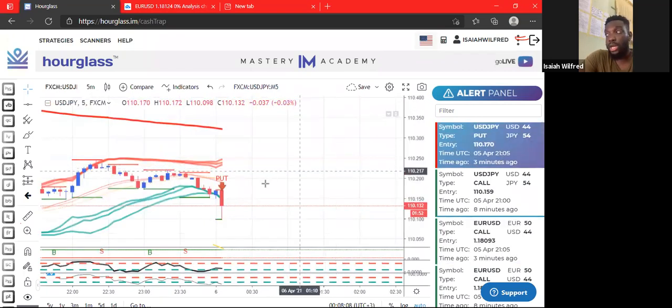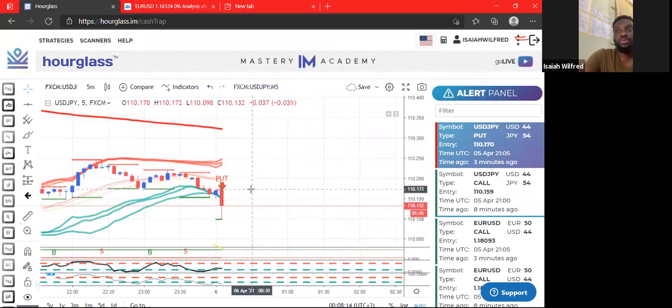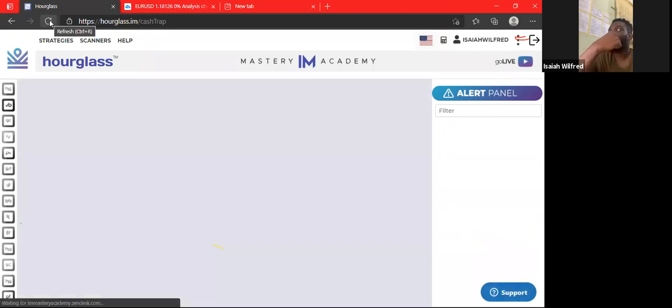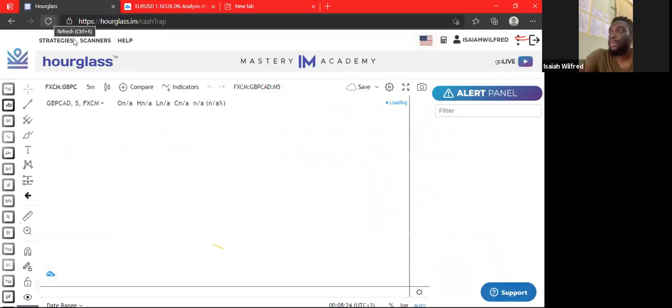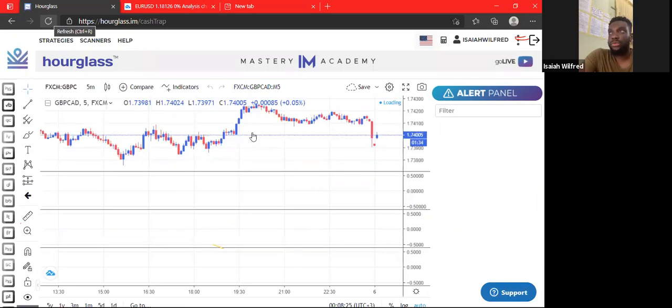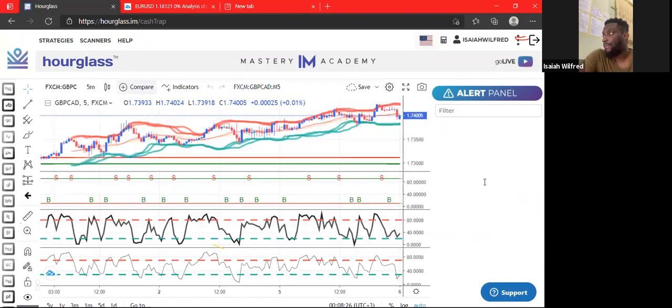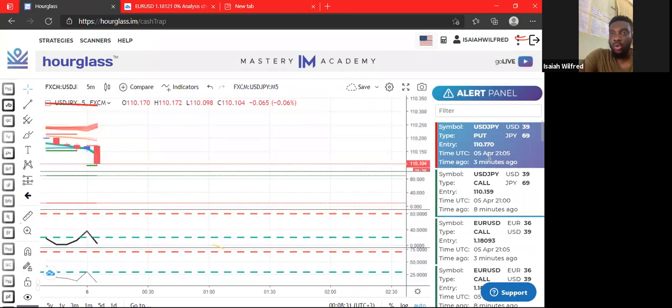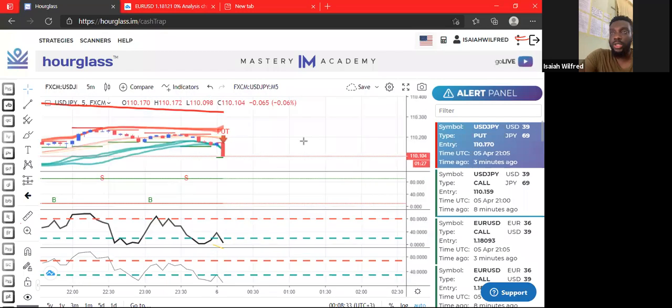Okay, for this one now, we have JPY stronger than USD. So we are supposed to be selling on this one. And let me just refresh to be very sure. Okay, so yes, I would have sold this one, I would have cleared it.